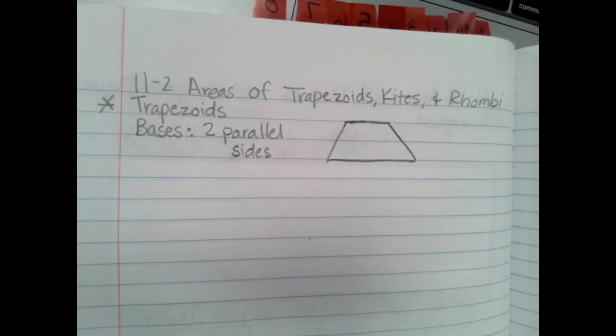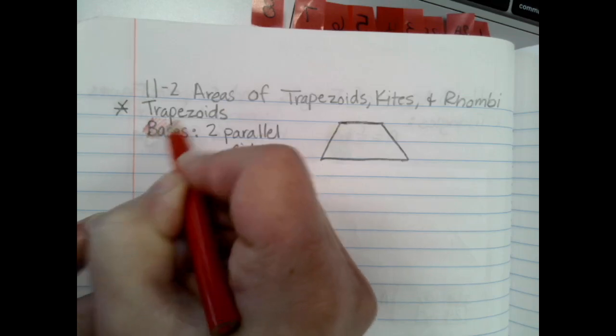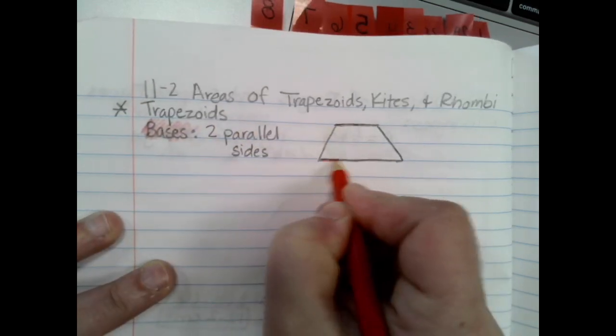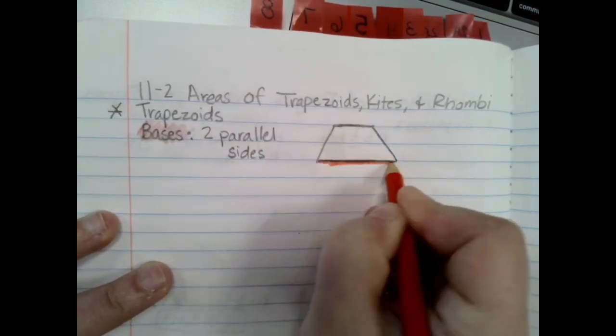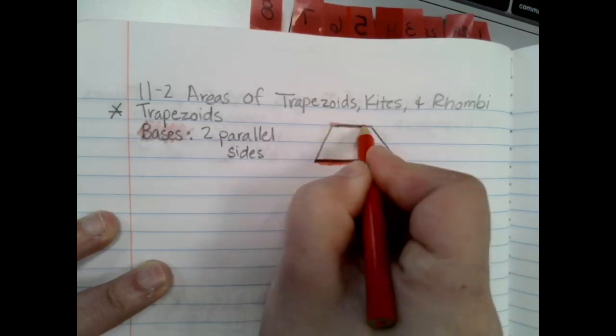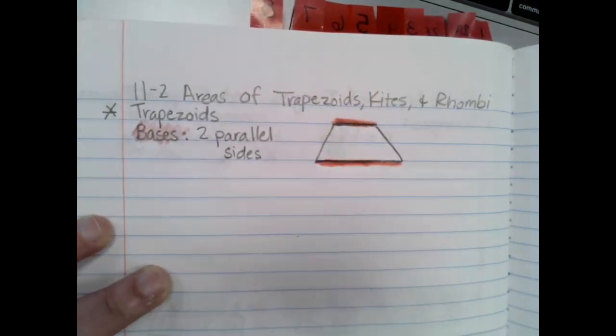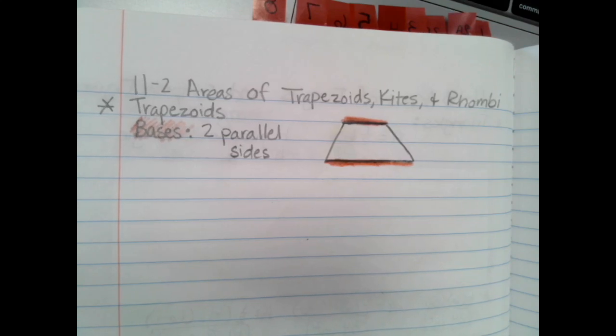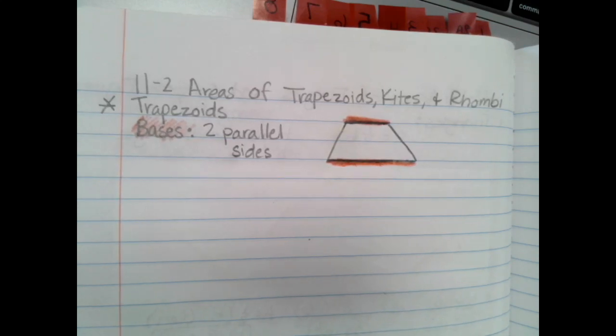Alright, so as we take a look at a trapezoid and our bases, I'm going to be using red for bases today. So our bases are the ones that are parallel. That's always going to be important to decide which ones are parallel. Sometimes it's not always top and bottom. It can be side to side. So you just have to really pay attention to how that trapezoid is placed.